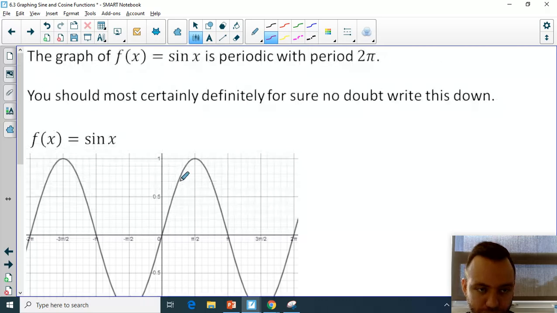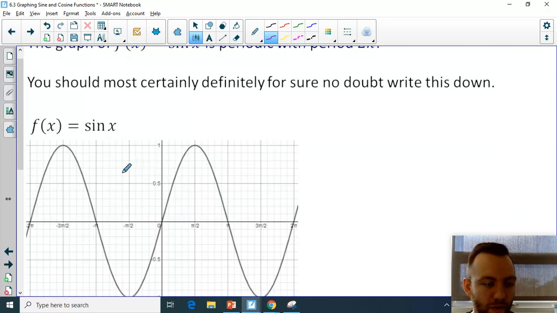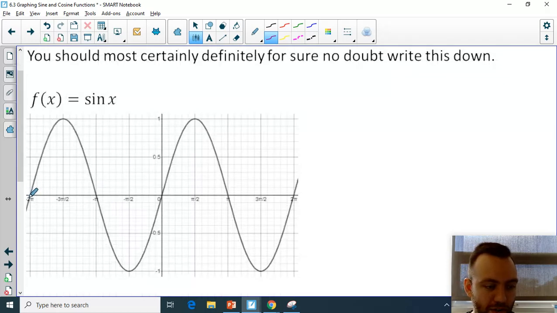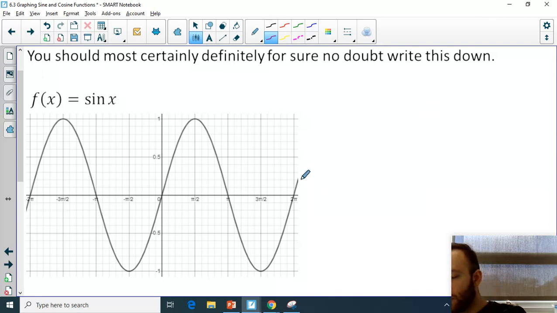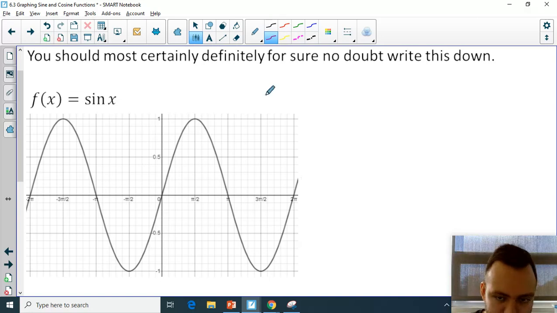And we'll notice that, so let's look here. We're at -2 pi, right? And then when we add 2 pi, we're at 0. And then look, at another 2 pi, we go the same. So that also explains why the period is 2 pi, because after 2 pi, it repeats itself. And so a couple things to note here, and this is stuff up here that I say you should most definitely, certainly, for sure, no doubt, write down.